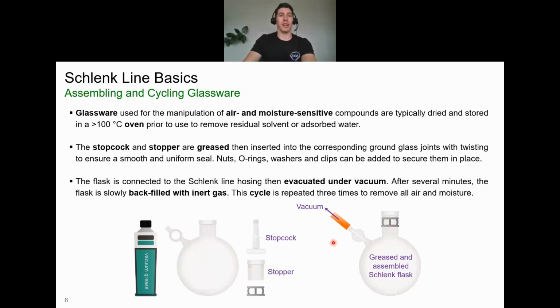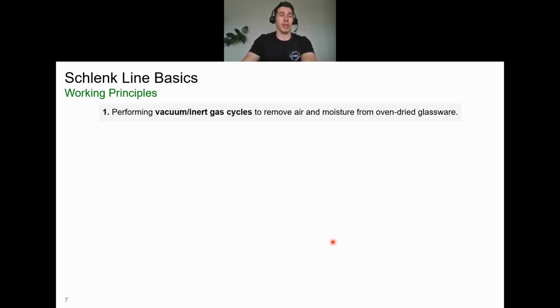So with that in mind, it leads on quite nicely to the working principles of Schlenk line chemistry. And these are really important to keep in mind, so you're always aware of the steps and stages you should be doing. As I mentioned, we perform these vacuum inert gas cycles to remove air and moisture from oven dry glassware, even to evacuate the hosing, or when we want to attach a solvent ampule to the Schlenk line, we have to perform these cycles.